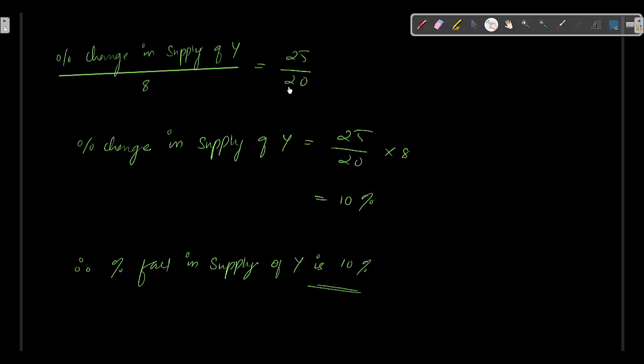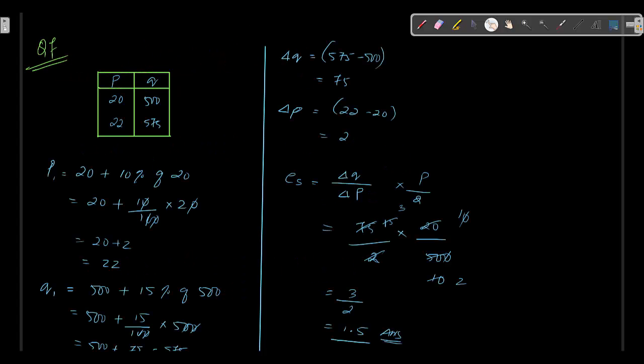So now, percentage change in supply of Y is equal to 25 by 20 into 8. So that means the fall in supply of Y is 10%. With the 8% fall in price, the supply falls by 10%. So this is our answer for question number 6.